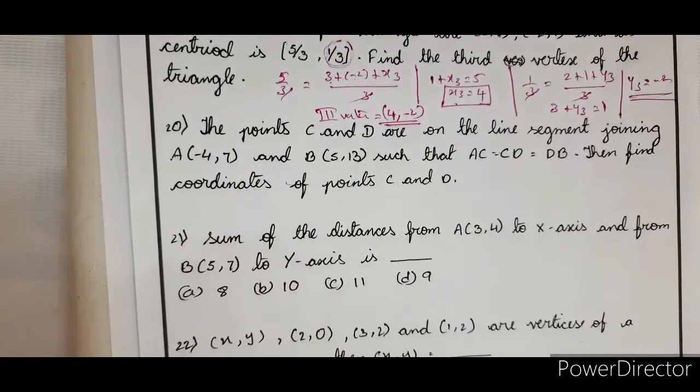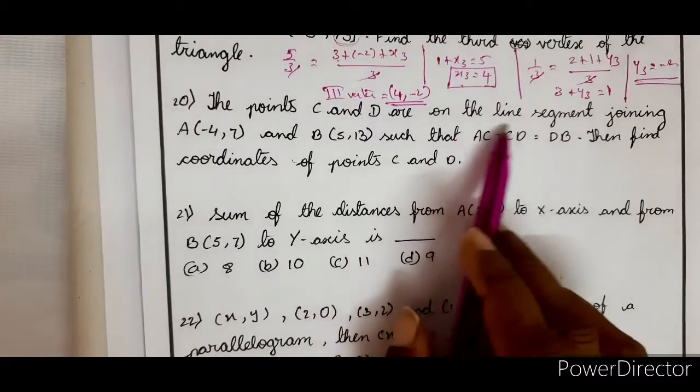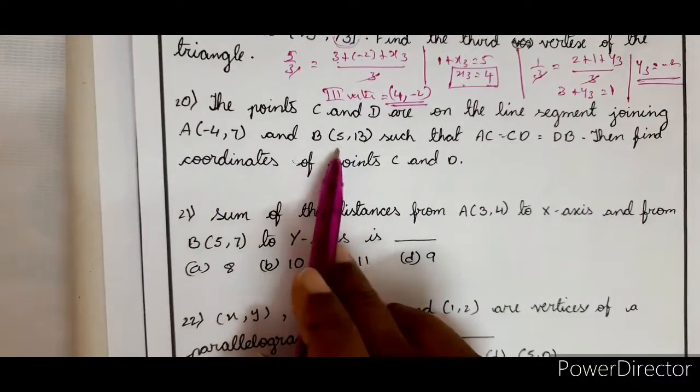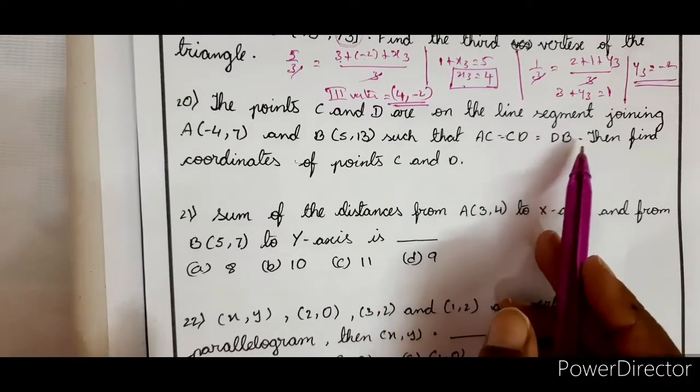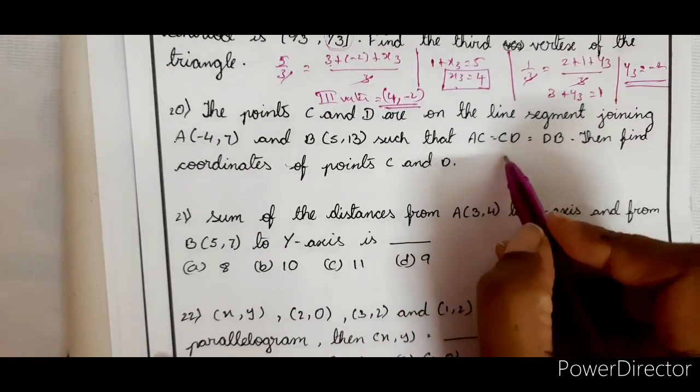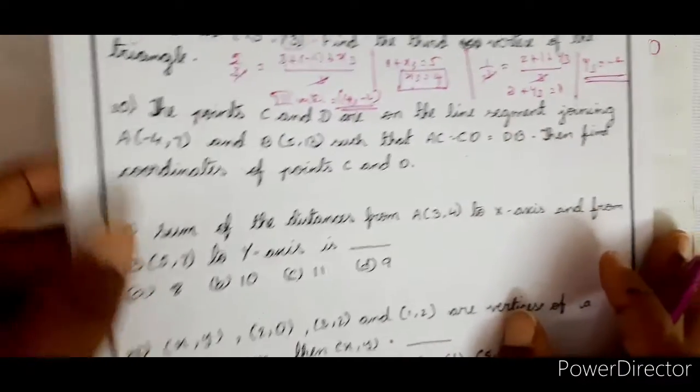Right, the next one. The points C and D are on the line segment joining A and B such that AC is equal to CD is equal to DB. Then find the coordinates of C comma D. First understand the problem. Right, let's do it here.